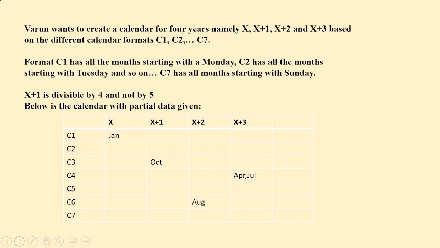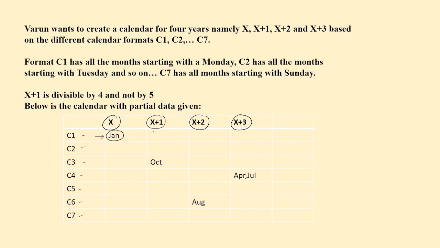I'll go on to the next slide, because in the next slide you have the questions. Especially this table is very, very important. And remember, I'm reading out the question to you once. Varun wants to create a calendar for 4 years, and the years are x, x plus 1, x plus 2 and x plus 3, on the different calendar formats C1, C2, C3, C4, C5, C6, C7. Format C1 has all the months starting with a Monday. Now in the year X, January is in the cell C1, which means January 1st was a Monday. Now C2 has all the months starting with Tuesday and so on. C7 has all the months starting with Sunday.